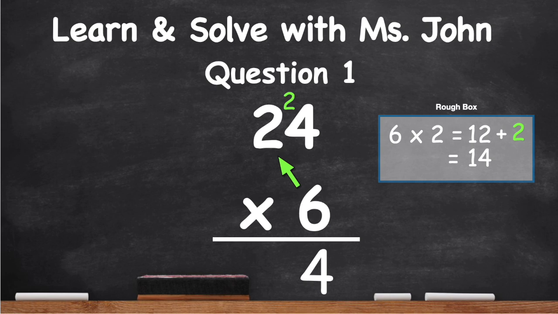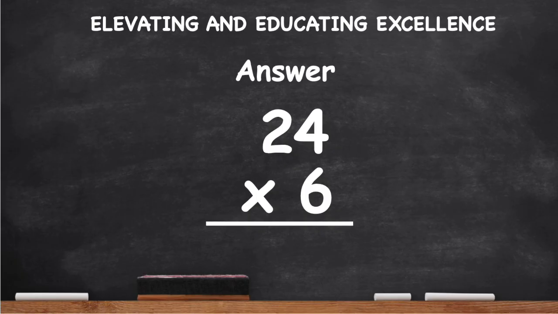So this is a 2-digit answer, but we're finished multiplying, so we could actually just bring both numbers down to the intersection of the tens column. So the answer is 144. Again, the answer is 144.